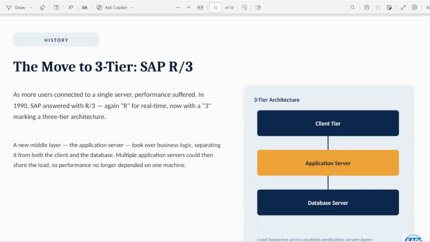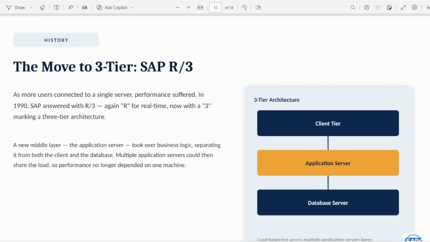And later on, in the 1990s, they moved to the R/3 architecture, basically a three-tier architecture. There were three layers: one was the user interface, the client tier, the second was the application layer, and the third was the database layer. So what was the purpose of this R/3 architecture? To solve that performance problem.